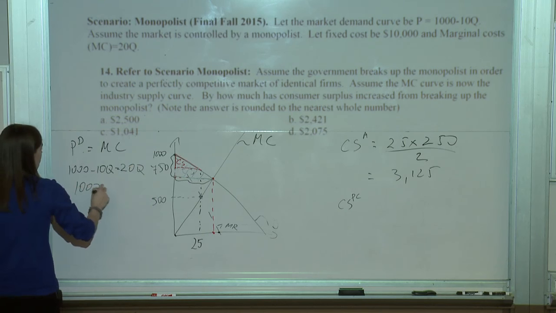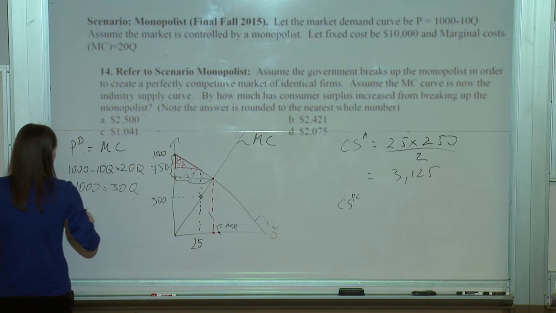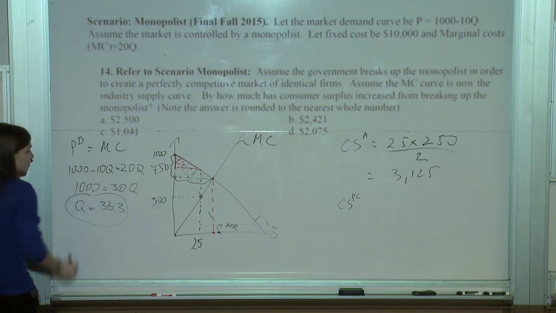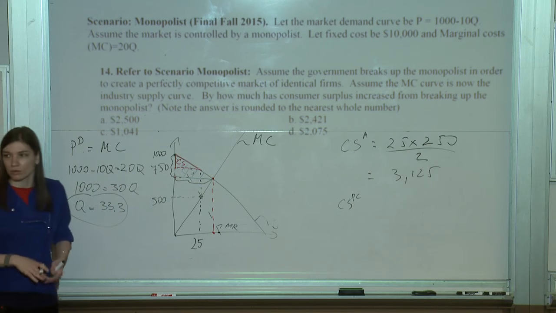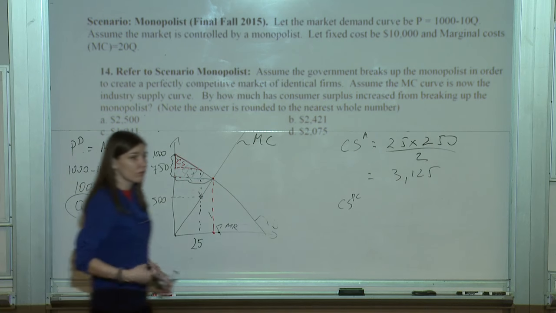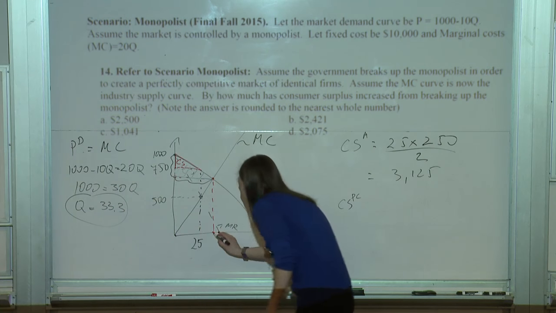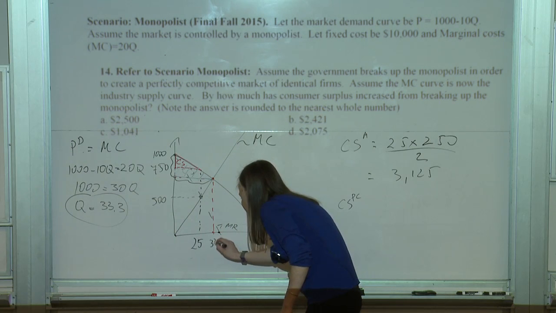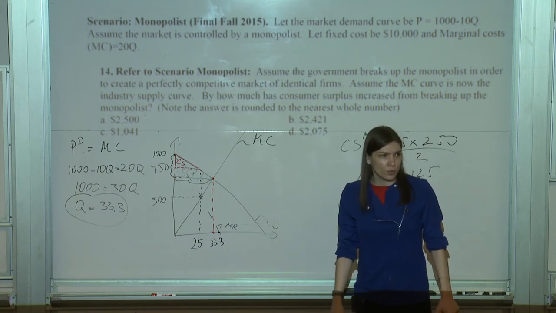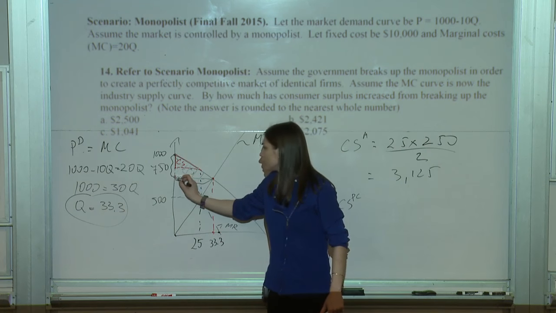So 1,000 equals 30Q. Q equals 33.3. We need to round a little bit here. So the optimal quantity in perfect competition, this point here, is going to be 33.3. And how do I find the optimal price? How do I find that point?